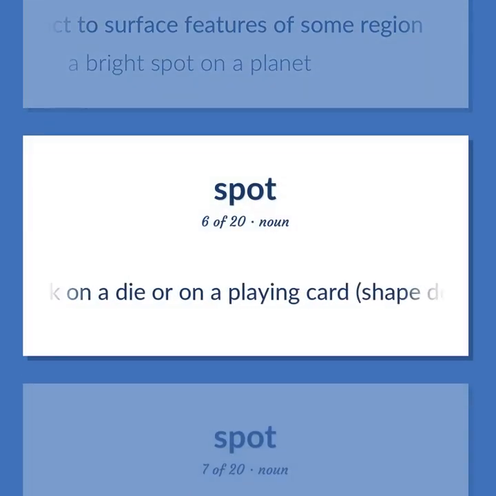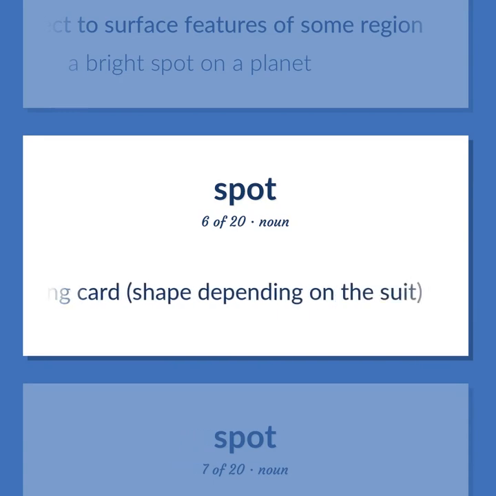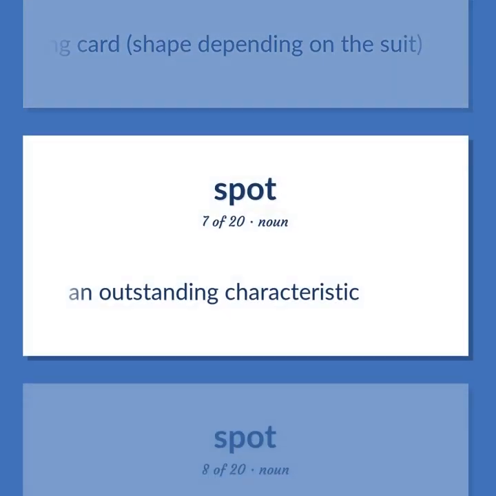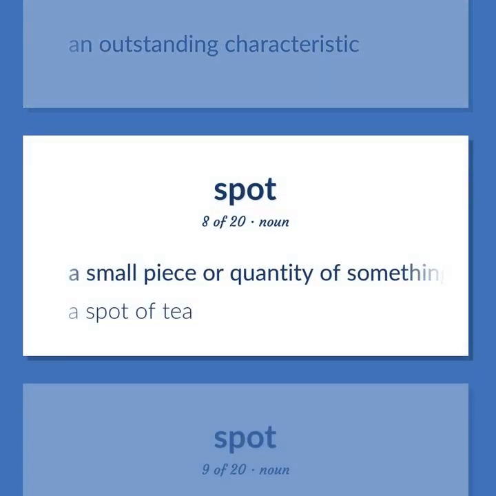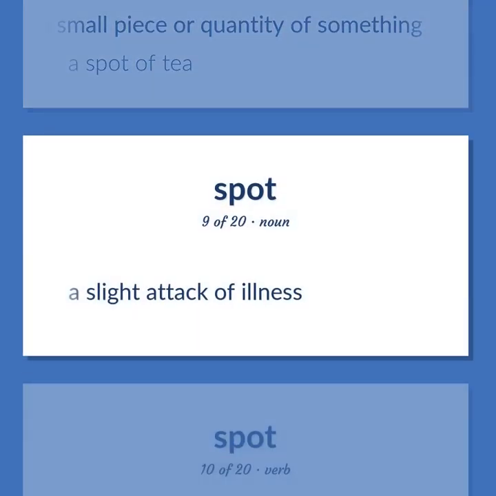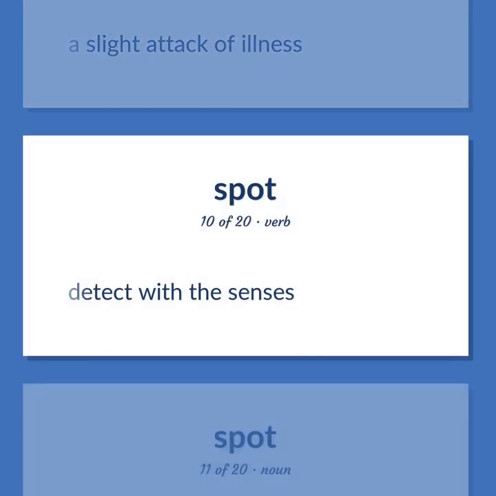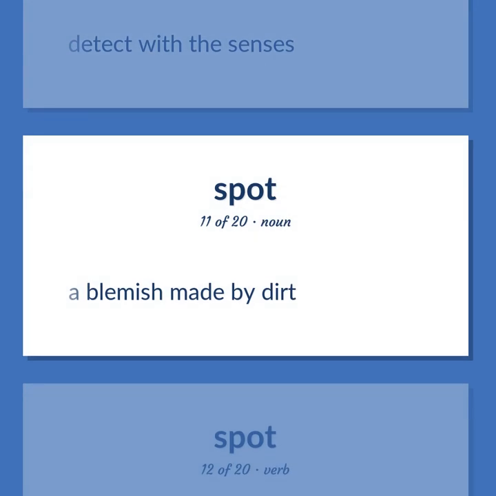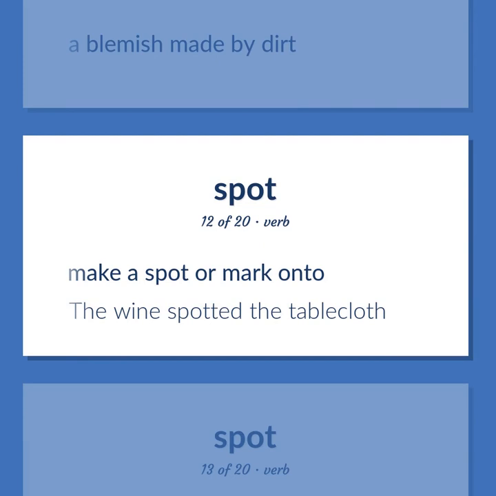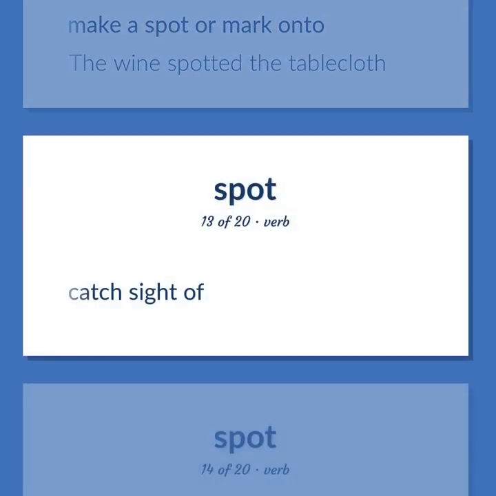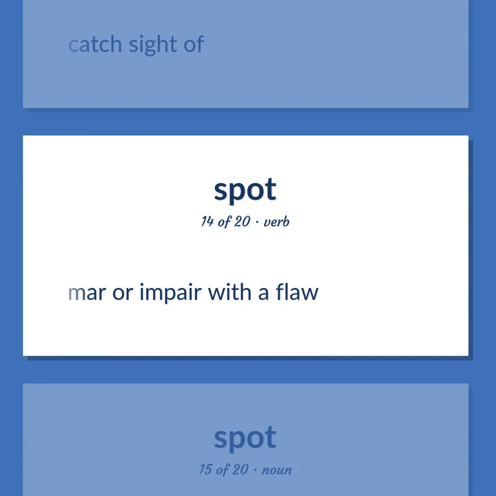A mark on a die or on a playing card, shape depending on the suit. An outstanding characteristic. A small piece or quantity of something. A spot of tea. A slight attack of illness. Detect with the senses. A blemish made by dirt. Make a spot or mark onto. The wine spotted the tablecloth. Catch sight of. Mar or impair with a flaw.